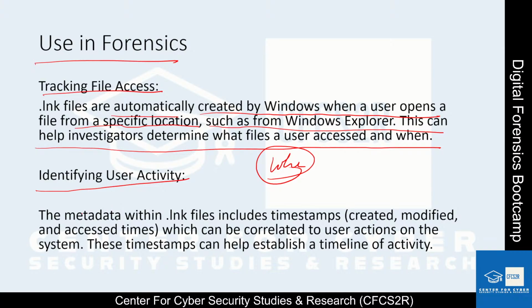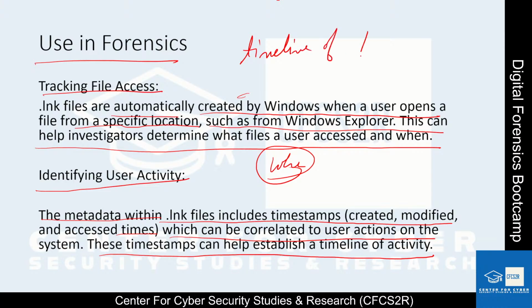Identifying user activity. The metadata within the .lnk file includes timestamps, such as created, modified and access times, which can be correlated to user actions on the system. These timestamps can establish a timeline of activity. So basically in the .lnk file you will find the timeline of file access.